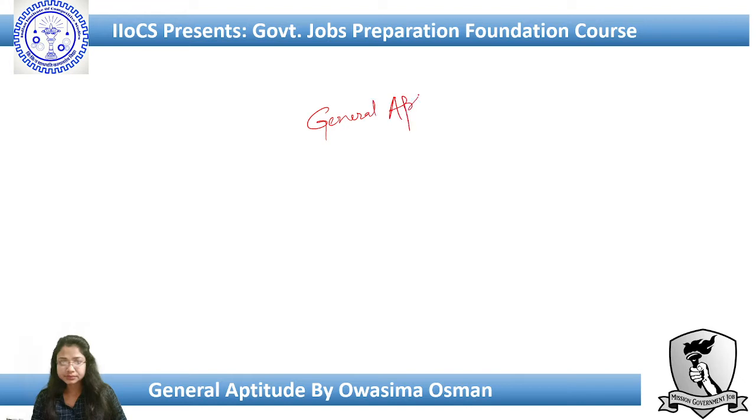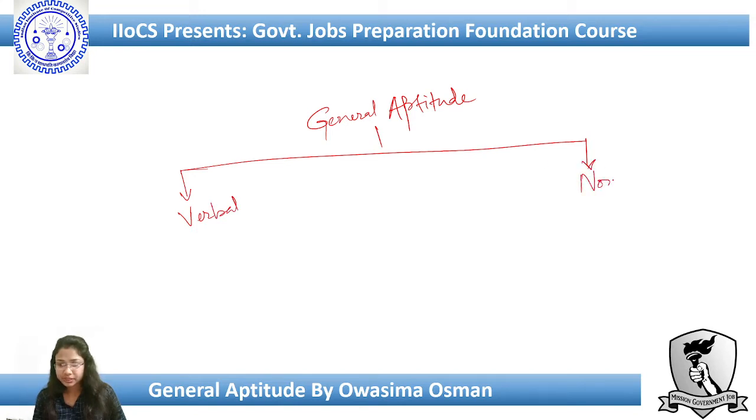General aptitude is mostly divided into two parts. One is the verbal part and the other is the non-verbal part. Which is the verbal part? The verbal part is the part where the question has no image, only numbers, symbols or alphabets, and you have to solve the question. That means in the verbal part there will be no image.